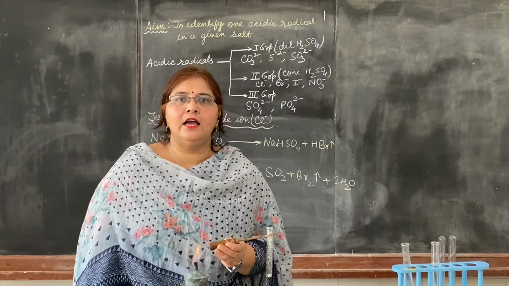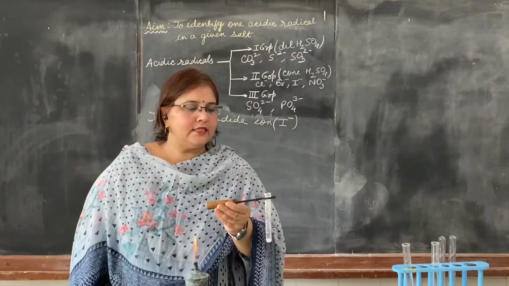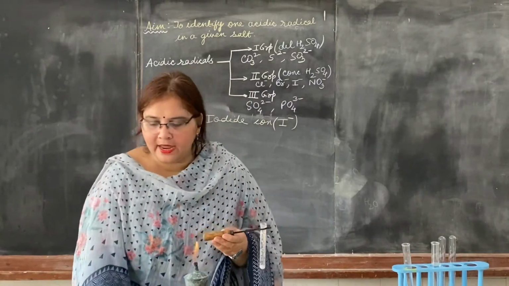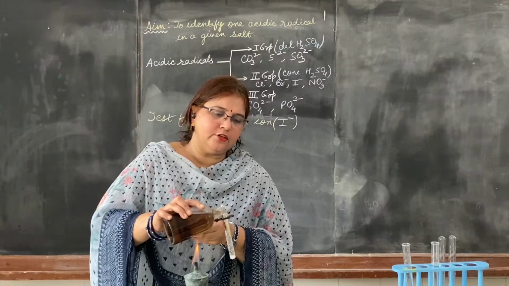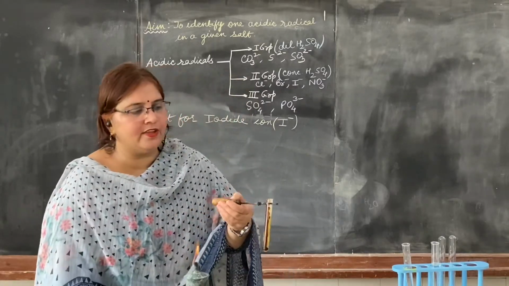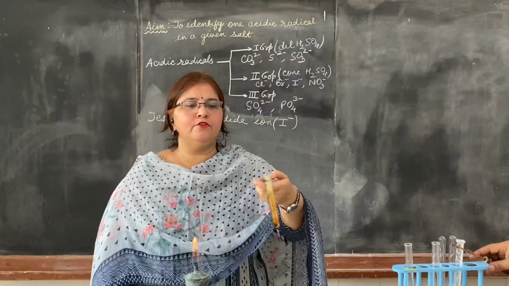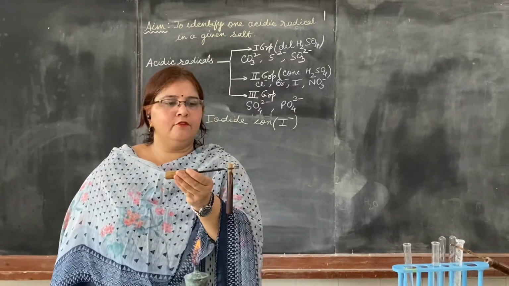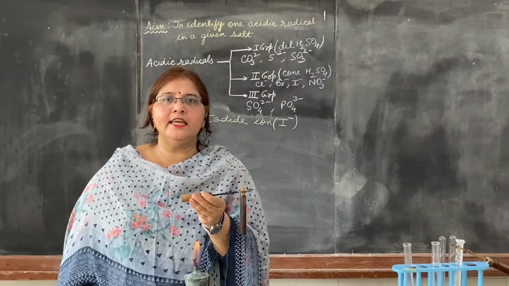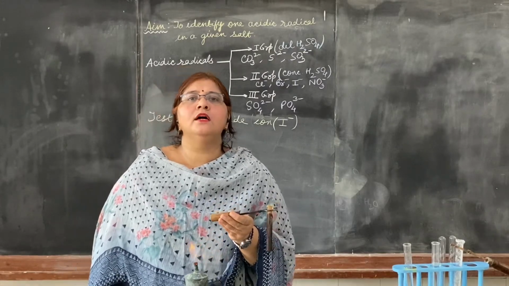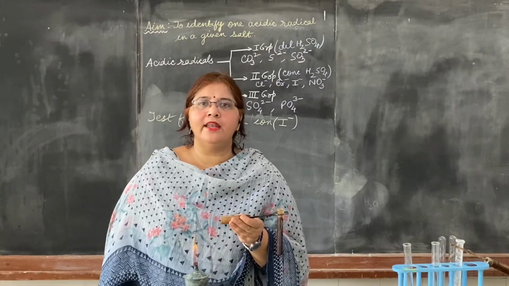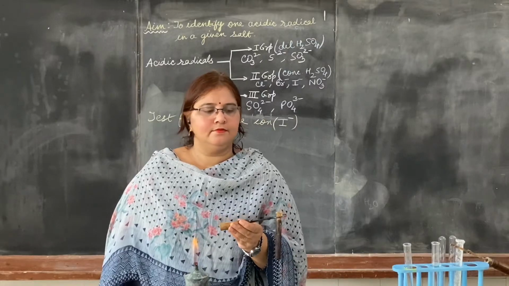Test for the iodide ion. Take the salt in a test tube and add concentrated sulfuric acid to it, because it is the group reagent of group 2. As soon as we add the concentrated sulfuric acid, violet colored fumes are obtained, which indicates the presence of the iodide ion. Now we will do the confirmatory test for the iodide ion, which is the layer test.